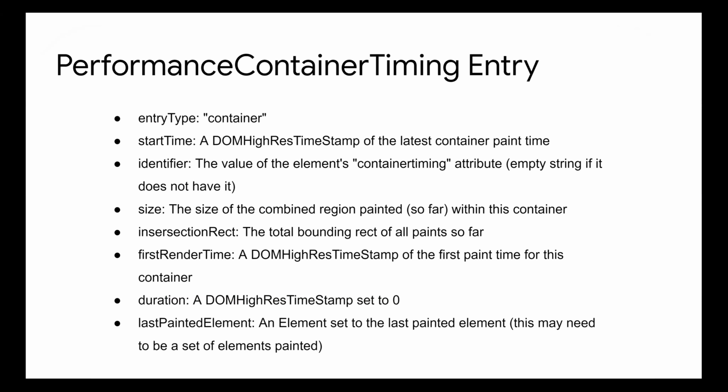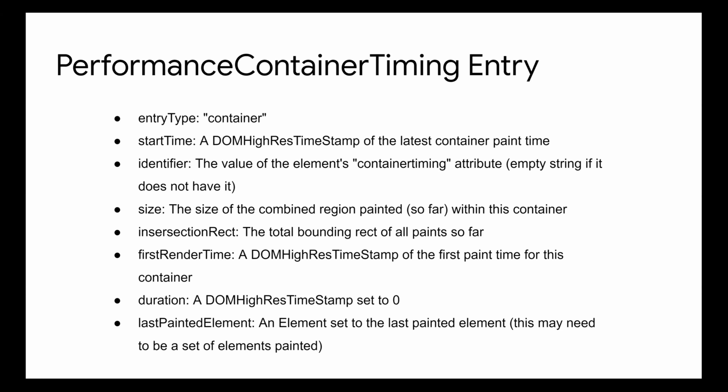So right now, this is still up for discussion and we're still sketching out the API, but today this is what it looks like. You would have an entry type of container. The start time would be the time of the latest paint that happened within that component or container. Similar to element timing, the identifier is whatever you mark it as, or it can just be an empty string. The size is the combined region, so all of the rects inside of that container that have been painted so far, and that should always be ever increasing. The intersection rect is the total bounding rect of all paints. The first render time is the first time that container had a paint. Duration is always 0 because this is more of a point in time entry rather than a duration based one. And we added last painted element as well.